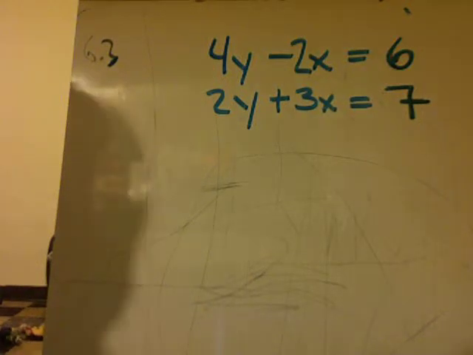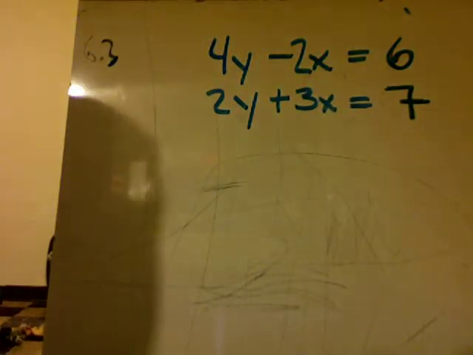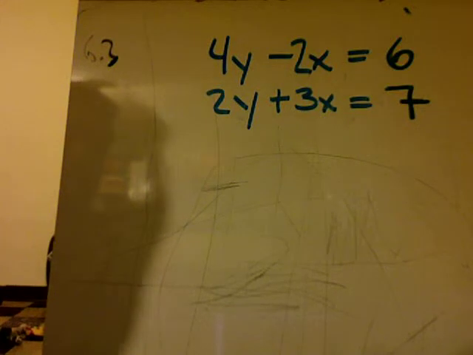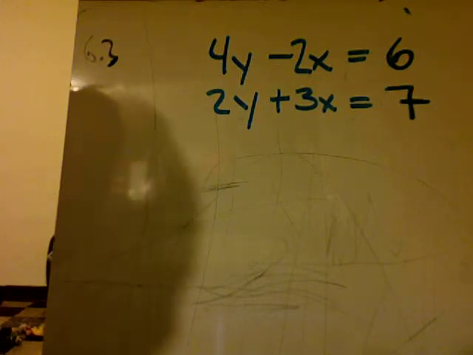Right, the elimination method is a little bit different than substitution. The idea is to eliminate one of the variables. And we do that by either adding or subtracting the two equations.